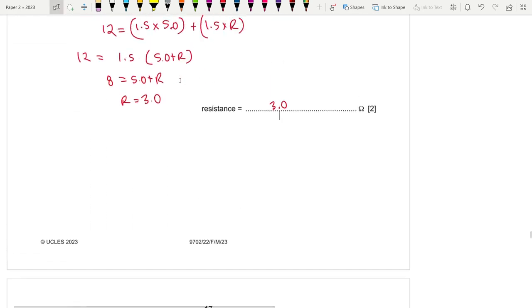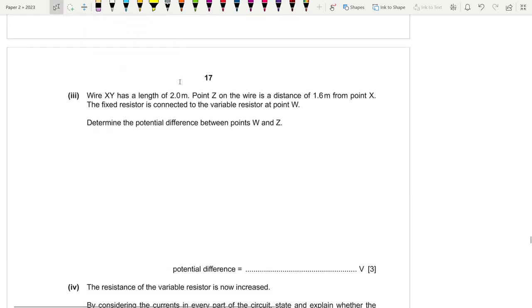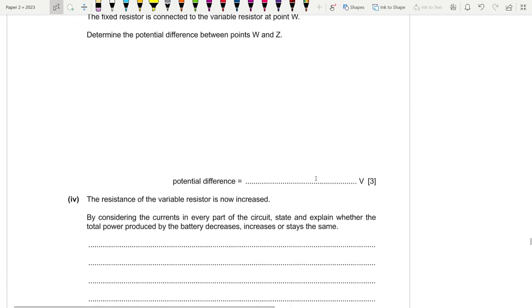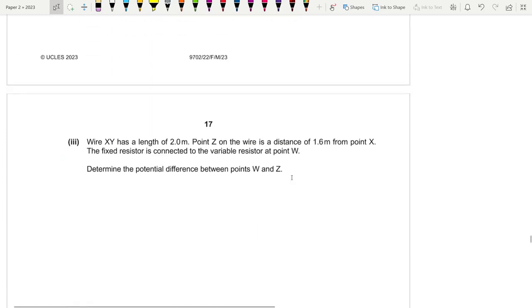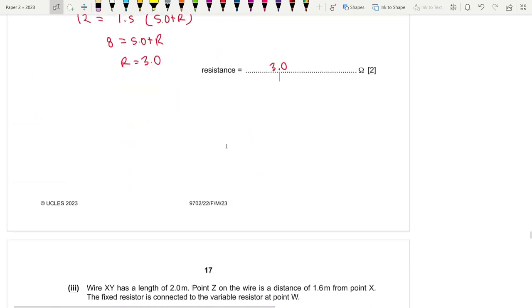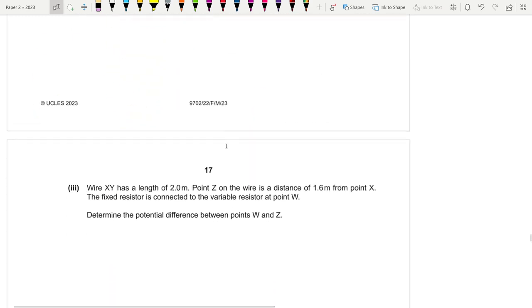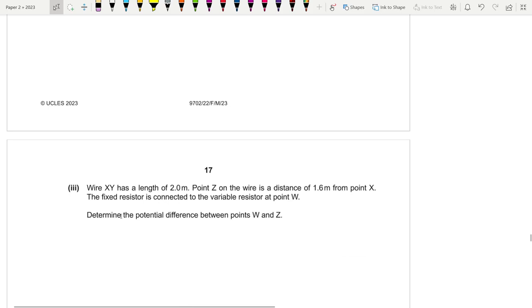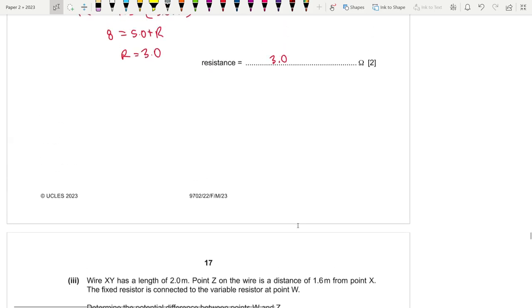Next. Wire XY is the length of 2 meters. So wire XY, the whole thing, will also get 12 volts. Now point Z on the wire is a distance of 1.6 meters from X. The fixed resistor is connected to the variable resistor at point W. They're connected over here. So maybe they're going to ask us to find the potential drop. Determine the potential difference between the points W and Z.